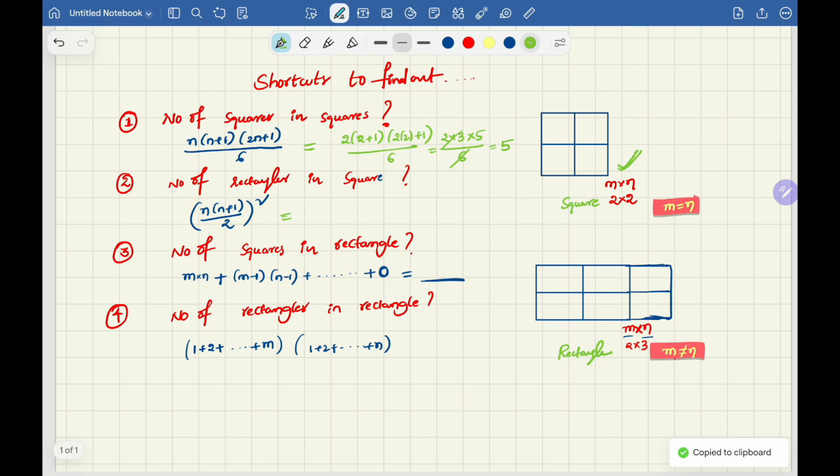Let's look into another question. How many rectangles are there in a square? So in this, how many rectangles are there? Easy formula. 2 into 2 plus 1 by 2, whole square. So 2 into 3 by 2, whole square. 2 cancels, 3 squared, 9. You got it? How many rectangles are there?